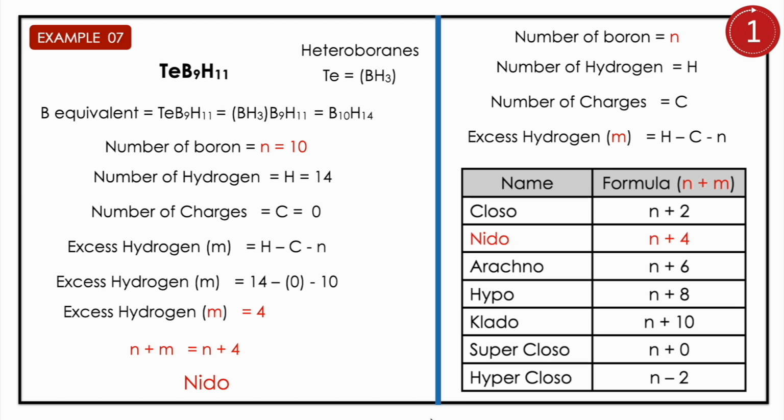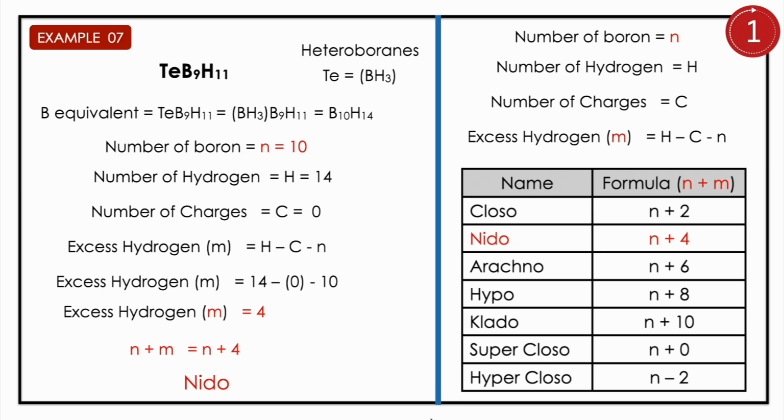So BH3 plus B9H11. If you write it in combined form, B10H14, the compound becomes a borane. So we apply the normal rules. Number of borons is 10, so N equals 10. Number of hydrogens is 14, so H is 14. Charge is 0, so C equals 0.